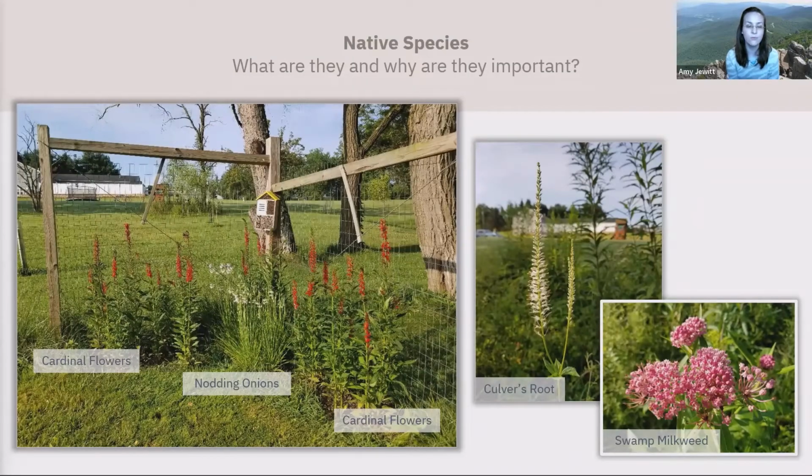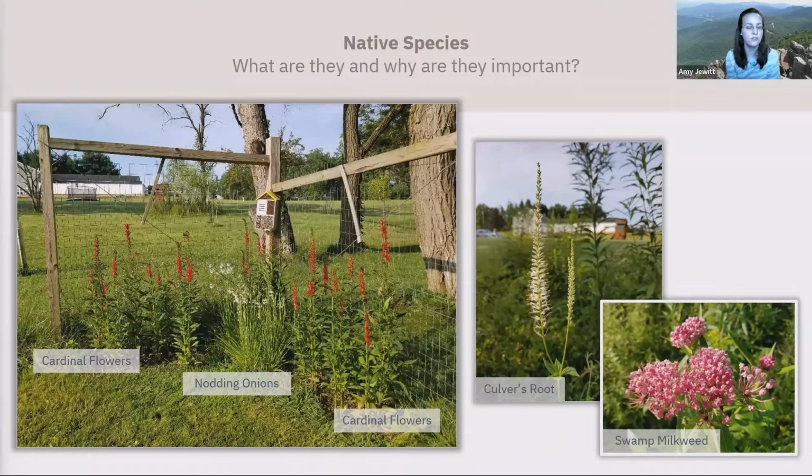What are they and why are they so important? So native species are those that naturally occur in a region, and they've evolved within particular ecosystems there and arrived without human intervention, possibly by wind, bird, or other animals. So these are species that have been here, that have originated in an area on their own.